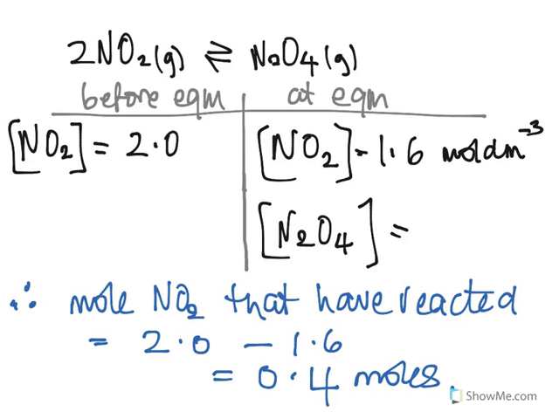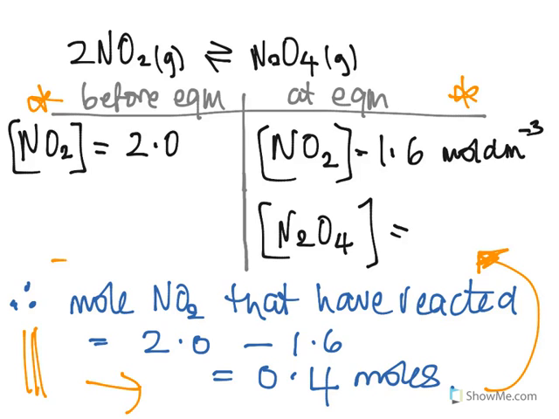So again, the trick with these is to identify the before equilibrium and the at equilibrium so we don't get confused, and we work out what we know and we use that with the equation to work out the moles or the concentration of what we don't know at equilibrium. It's usually the style of these questions. But this is the key thing here, is to figure out what's before equilibrium and what is at equilibrium.